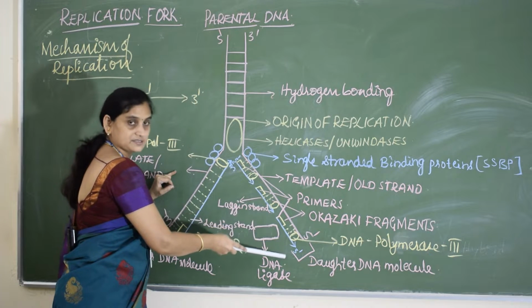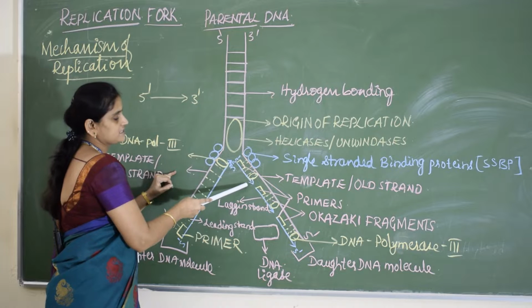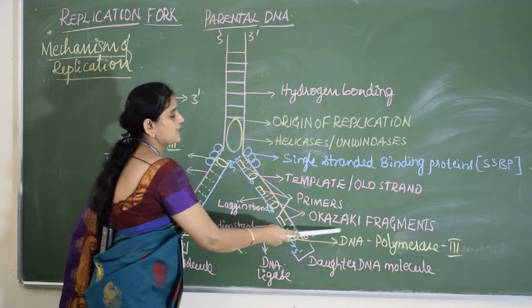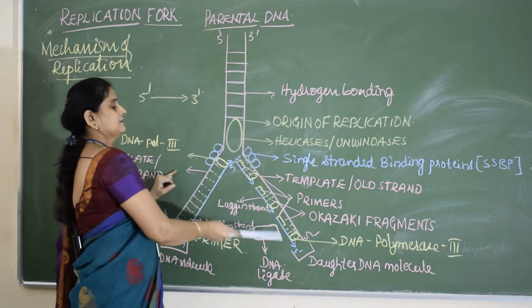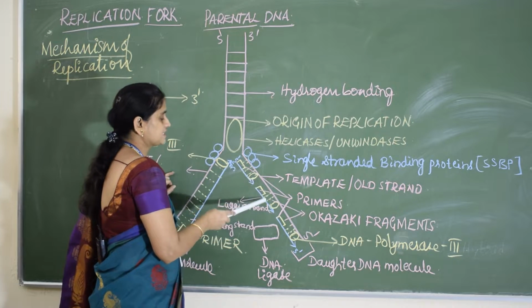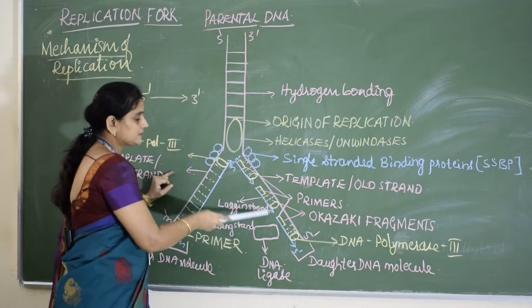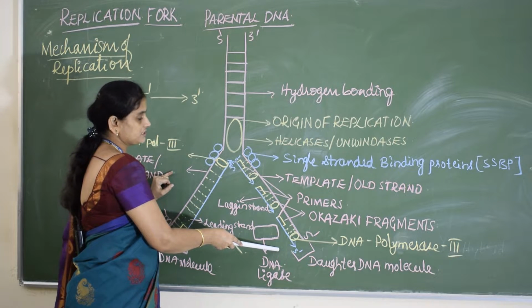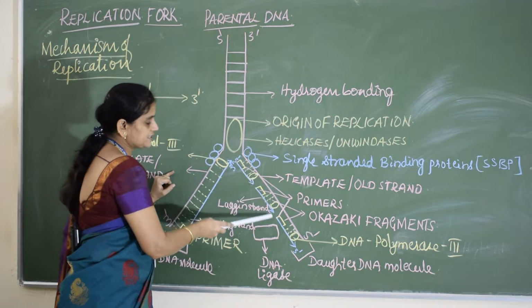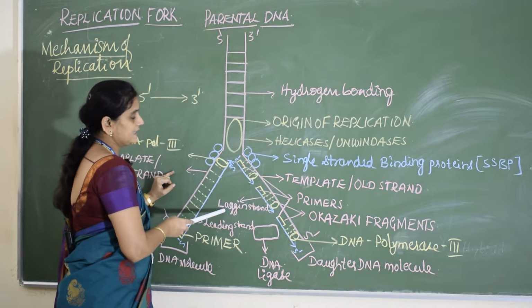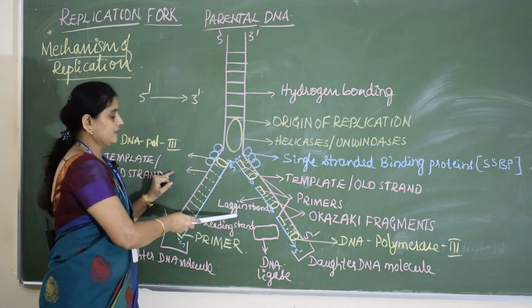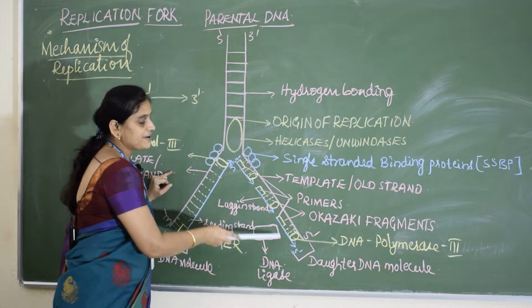Due to discontinuous replication here, many small fragments are formed, and those fragments are called Okazaki fragments. They are named after their discoverer Okazaki. So the fragments which are formed due to discontinuous replication on the opposite template are called Okazaki fragments. The discontinuously formed strand is called the lagging strand. This is going to be replicated away from the replication fork.